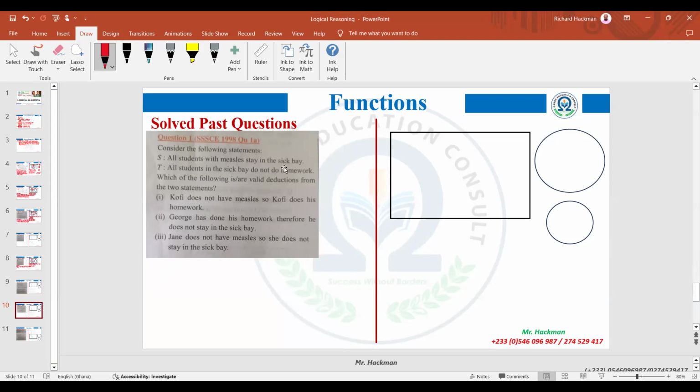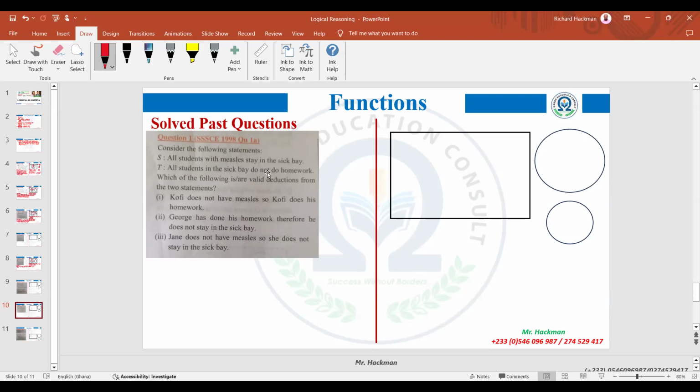If you look at the first statement, obviously you can see students with measles and sick bay. So you have measles and sick bay as your sets. That is positive. Students with measles, then sick bay. You didn't say students not in sick bay, or students not with measles. That is the negative. Don't define in the negative. So now what do we have? All students in the sick bay do not do homework. So you can see that here you have sick bay, then do not do homework. So when you are representing your set, don't write H to be equal to not do homework. H will rather be do homework. You get it?